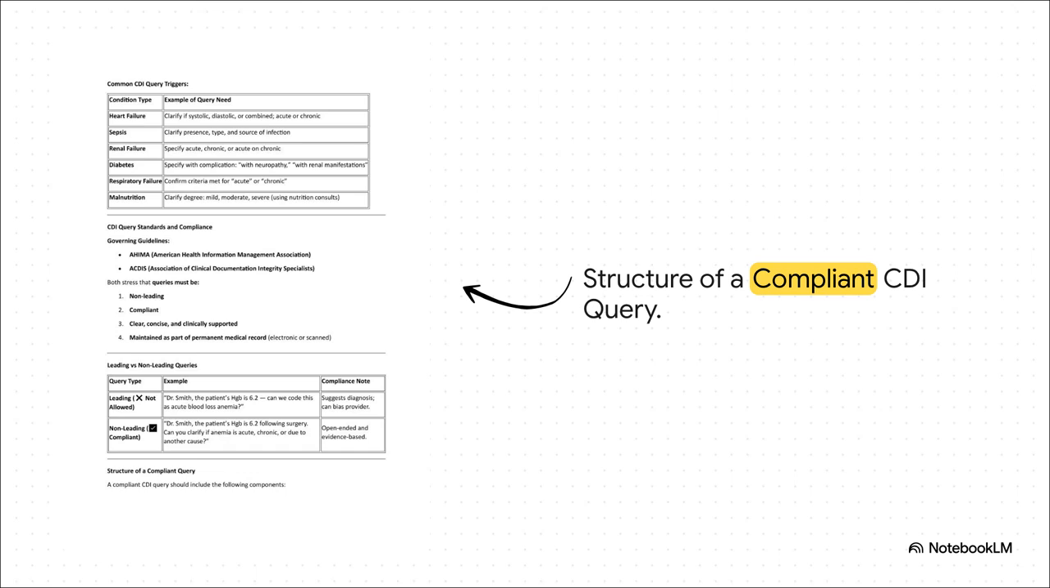In this structural breakdown, notice how a compliant query always includes patient information, the specific clinical context, like lab results, an excerpt of the ambiguous documentation, and a non-leading question. This protects the hospital's revenue integrity while ensuring the case mix index accurately reflects the true clinical complexity of their patients.